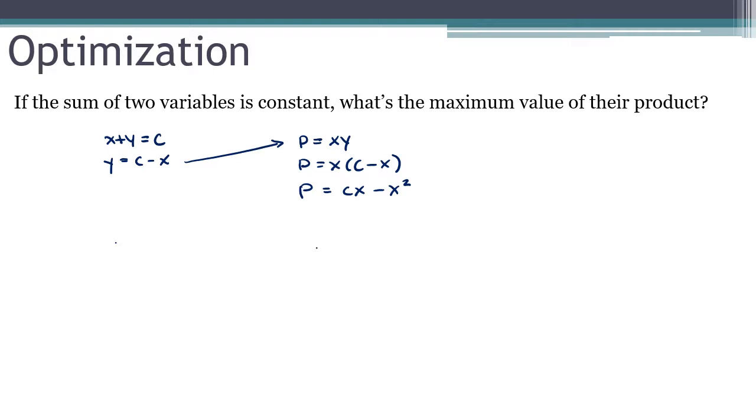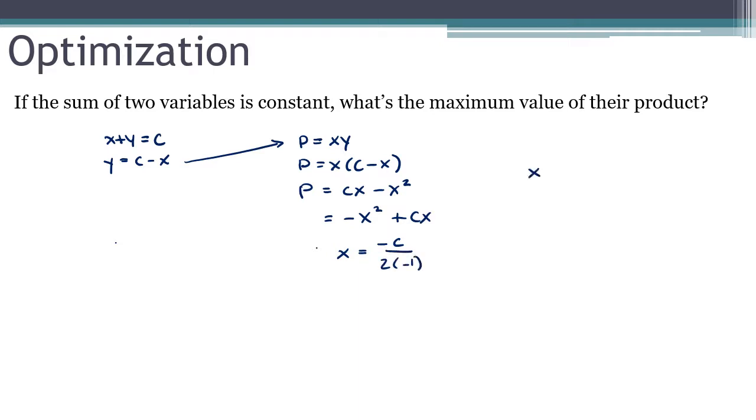All right, so let me rewrite this, putting the x squared term in front. Since the leading coefficient is negative, we know that the graph of the equation will open down, which means its vertex is a maximum, which is what we've been asked to find. Now, using our formula for the location of the vertex, we can see that it occurs when x equals negative c divided by 2 times negative 1.